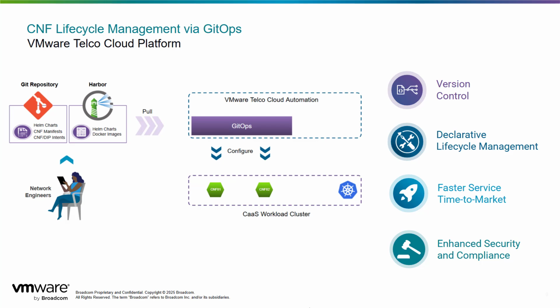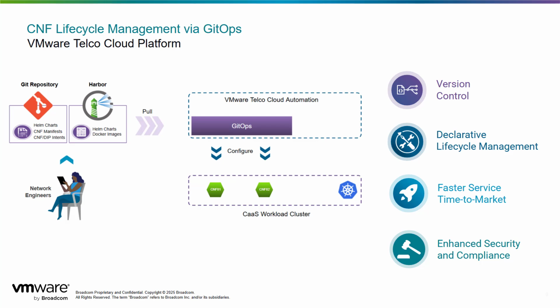The CSPs are responsible for managing the configurations and manifests in the Git repository, and GitOps synchronizes that to the target CAS cluster, underlining various benefits such as version control for managing the network function configurations and infrastructure customizations effectively, automated and declarative lifecycle management of the infrastructure and network functions, and improved operational efficiency owing to fully automated lifecycle management operations, resulting in faster service time to market.